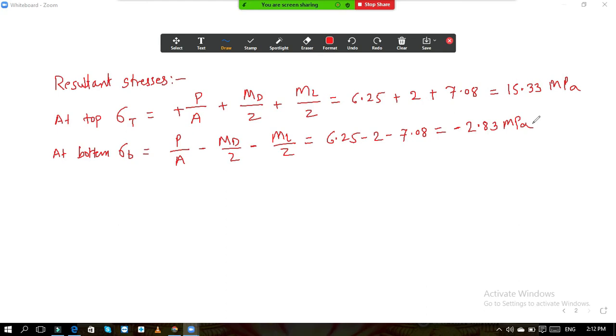And at the last, you need to draw the diagram. Direct stress check diagram and bending stress due to dead load check diagram. Bending stress due to live load. And at the last, final resultant stress distribution diagram. So now this is a single problem which we have solved with all the three concepts: stress concept, strength concept, and load balancing concept.